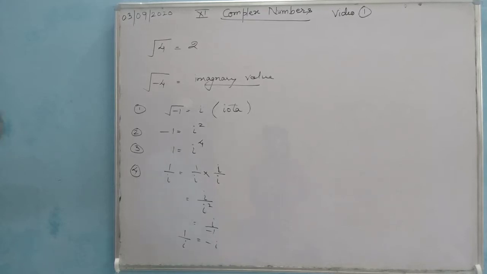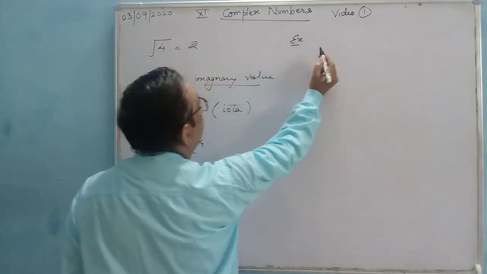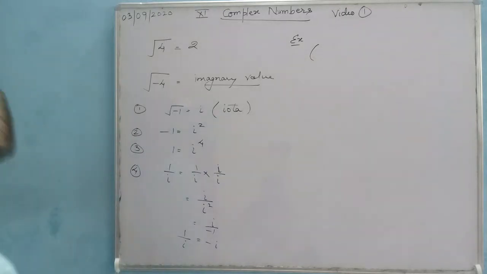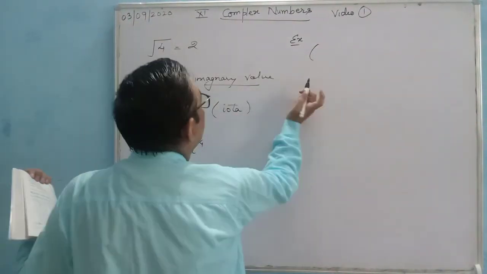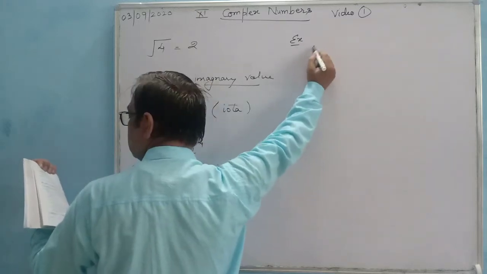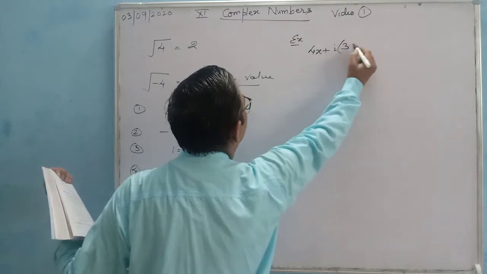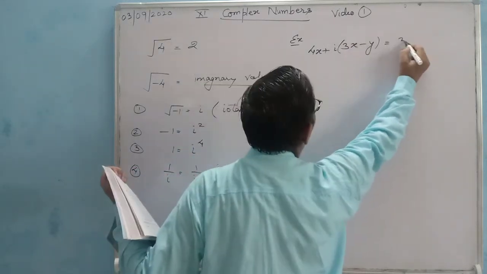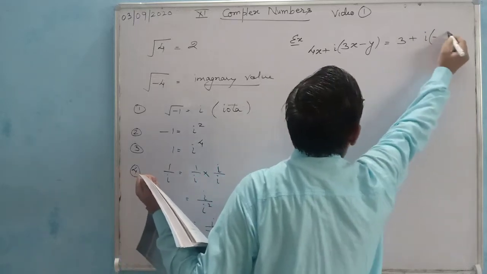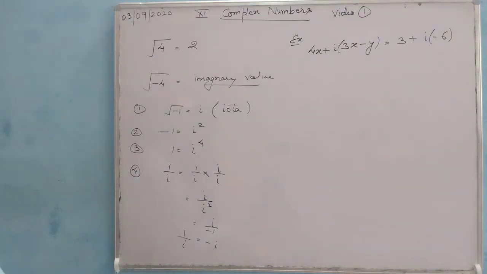Now we discuss some points. For example, first example: if 4x plus i(3x minus y) equals 3 plus i times minus 6, find the value of x and y.